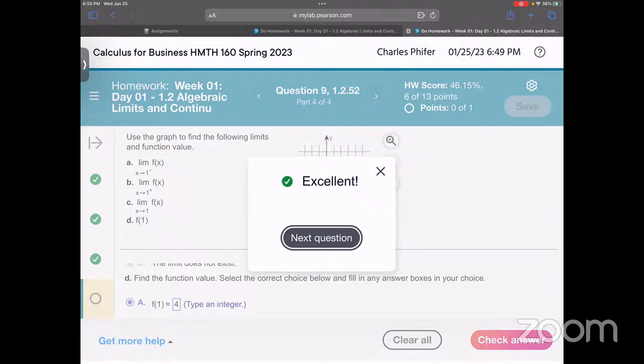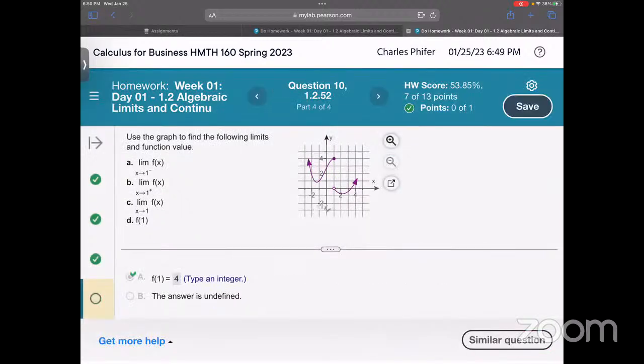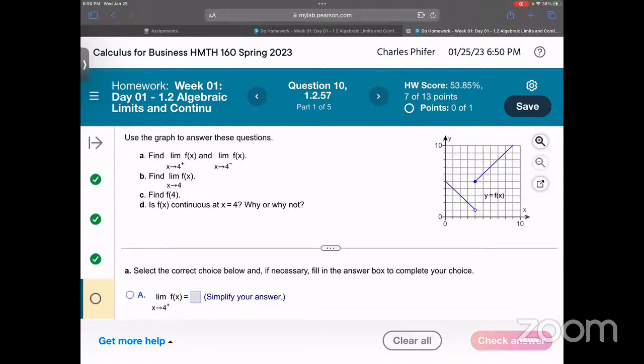Okay. Let's see the time. We got a solid 25 minutes. We might even be able to get through section 1.1 because we are breezing through this.